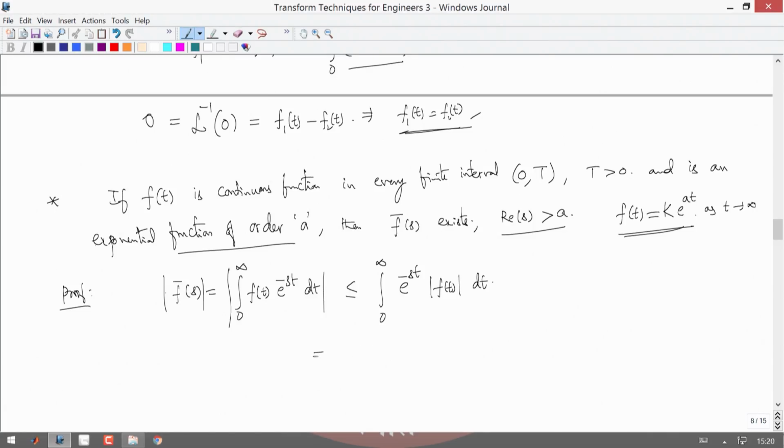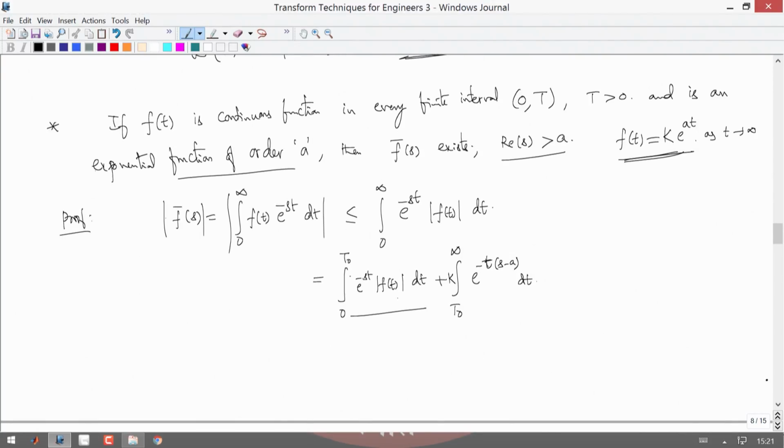So, if you want to be rigorous, what you do is split it: the integral from 0 to some fixed quantity, let us say t naught, of e power minus st mod f of t dt, plus the integral from t naught to infinity of e power minus st. For sufficiently big t naught, you can write this as k times e power minus a t, so you can write it as k times e power minus (s minus a) t dt. This is because f is a continuous function, so the first part is well defined and is a finite quantity, and you have a fixed quantity k, and the second part is also finite. So together it is a finite quantity, and it is valid if s is bigger than a.